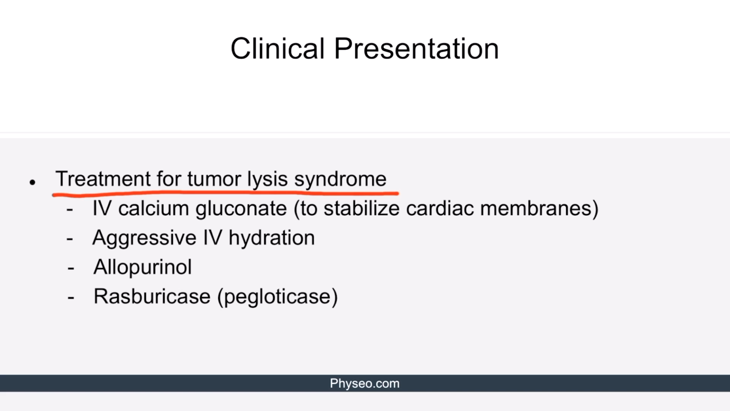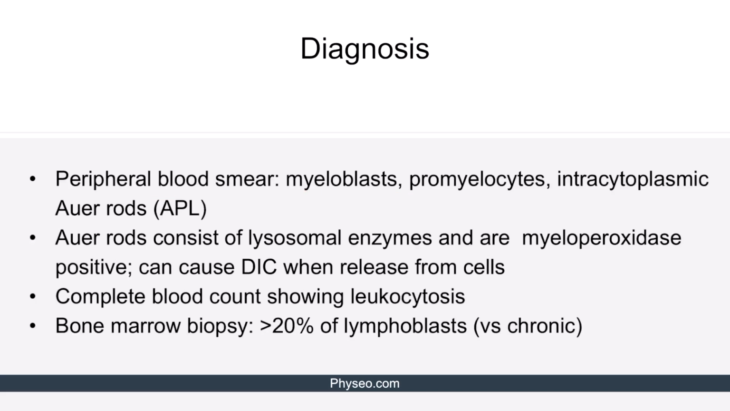Rasburicase is a recombinant uricase that converts uric acid to a more water-soluble compound called allantoin, and this is readily excreted by the kidneys without forming crystals or stones. Starting slide 22. Okay, moving on to the diagnosis.